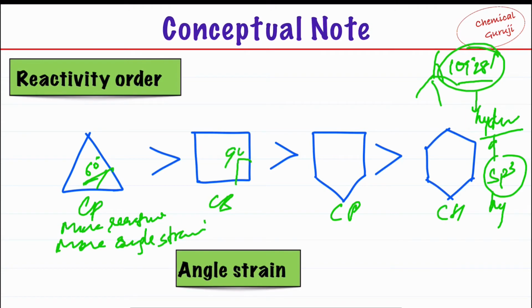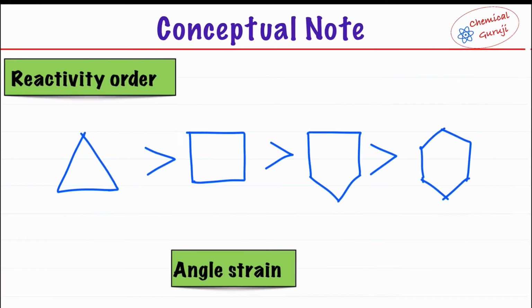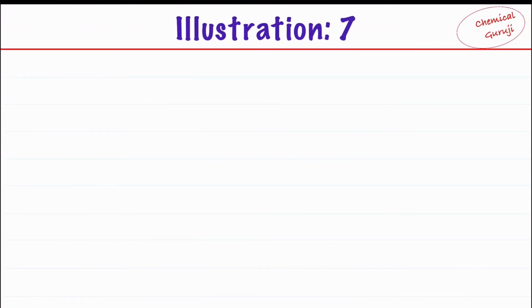Here we can see 90 degrees, so there is angle strain. But here the structure is different. There are so many conformations for pentane, like a boat-like structure, and so strain is reduced. That's why it is not that reactive, and it is stable, and this is also stable in the form of conformers. Yeah, let's discuss some more important examples.